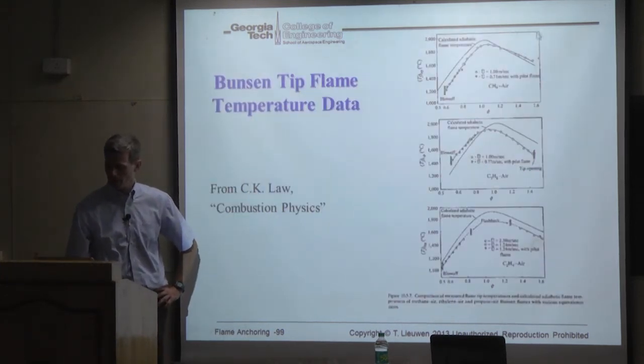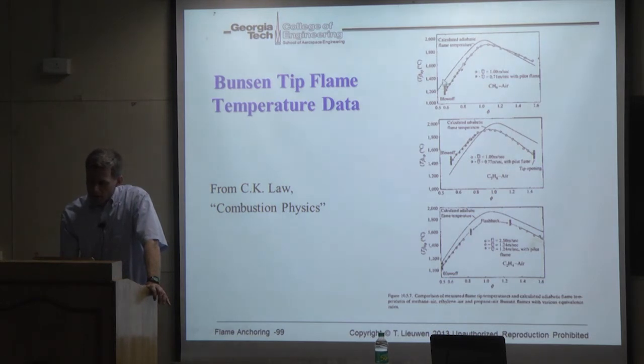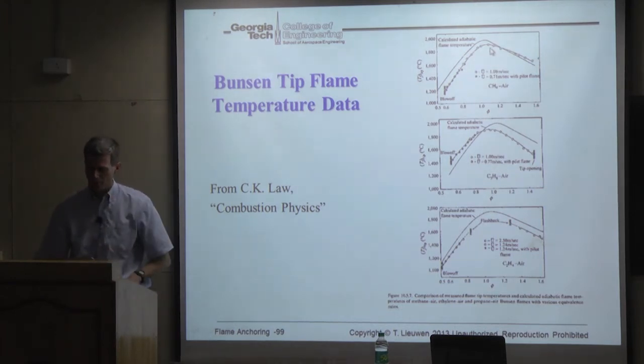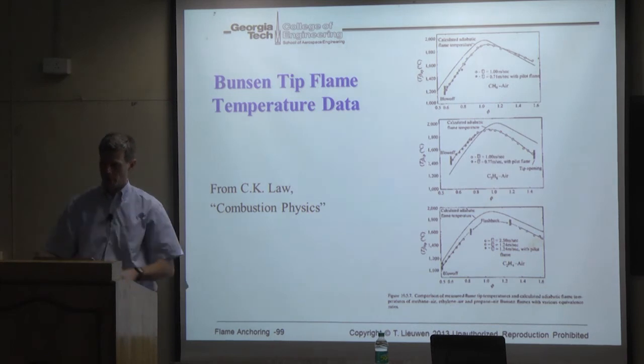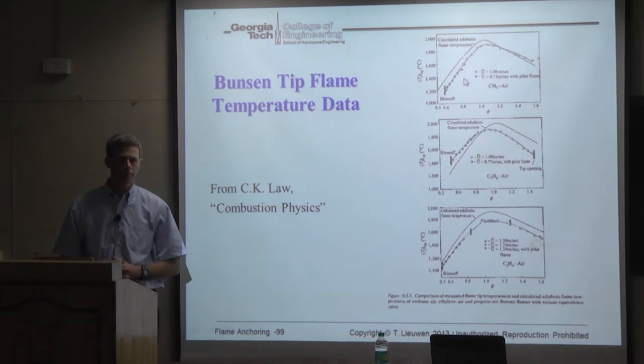Okay, now here's some data that he has published. This is phi. They measured the flame temperature. The solid line is the dependence of the adiabatic flame temperature upon phi. These symbols are the data. Now, it's very clear, first of all, that the whole curve is a little bit shifted down from the adiabatic flame temperature, and this is probably due to radiative losses and things like that.